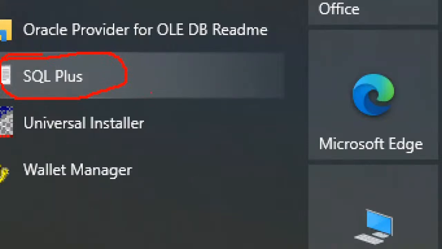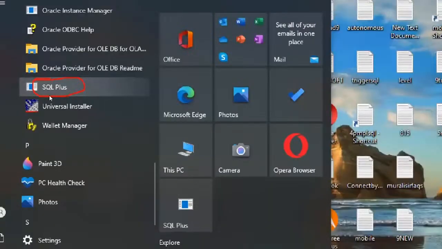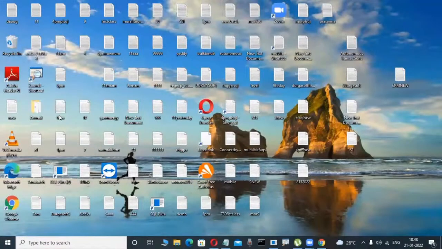Again, SQL Navigator is a tool. Toad is a tool. Those are all explicit GUI tools. But this is SQL Plus. You are not required to load it. Once we load the Oracle software, the SQL Plus tool is automatically available.